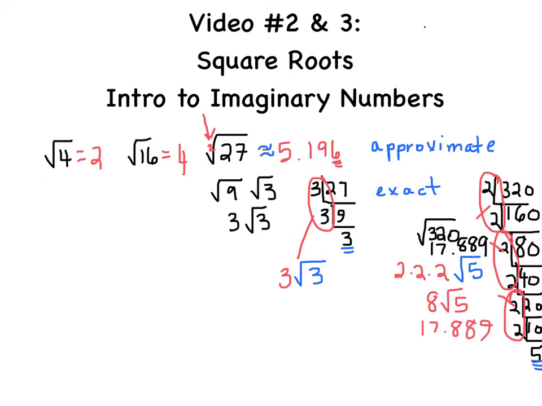Simplifying a radical from this to this is no different than simplifying a fraction like this to this. Mathematically, these have the same value. This is just the simplified version.